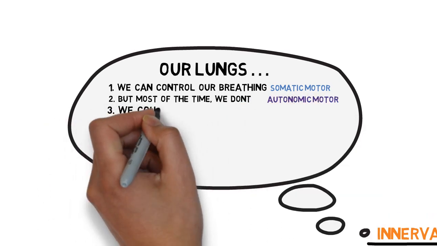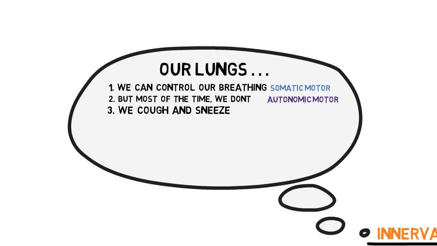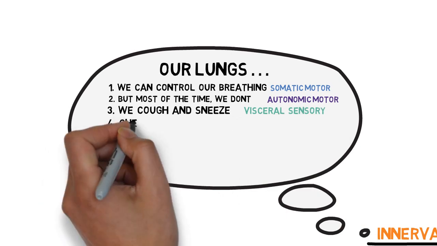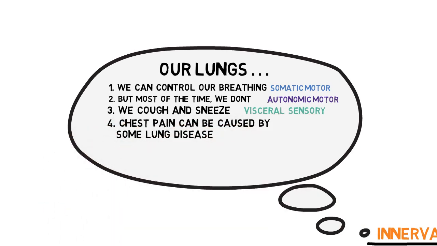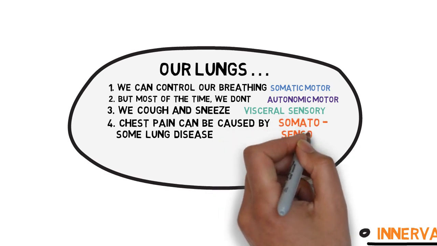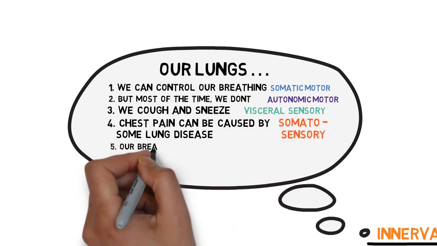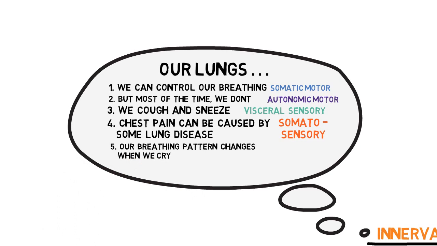We can cough and sneeze, so there is a stimulus here which brings about a change in the motor, and a stimulus stimulates a receptor which exists in the afferent pathway, so we can say that there is the presence of visceral sensation as well. Some lung disease can cause chest pain. Pain is one of the types of somatosensation. And lastly, when we cry, our breathing pattern also changes. This perhaps suggests an involvement from the limbic system.